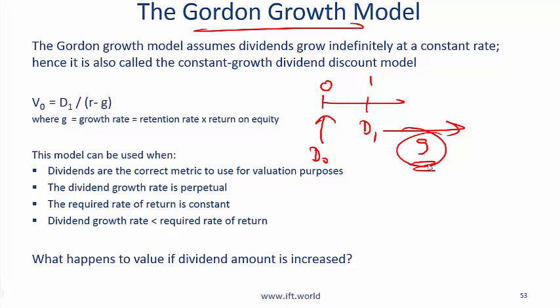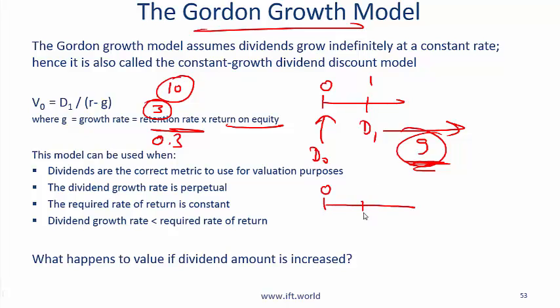The way you estimate the growth rate is by taking the retention rate times the return on equity. So return on equity is net income over equity. Retention rate is the percentage of the net income that is retained. So if a company has net income of 10 and on average it retains $3 out of 10, then what's the retention rate? It is 0.3.